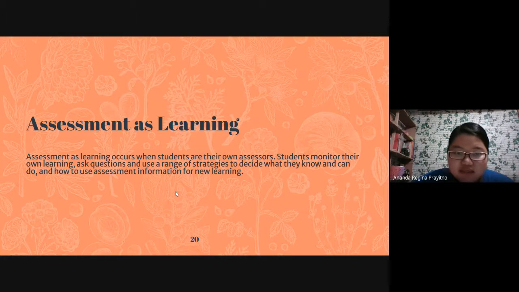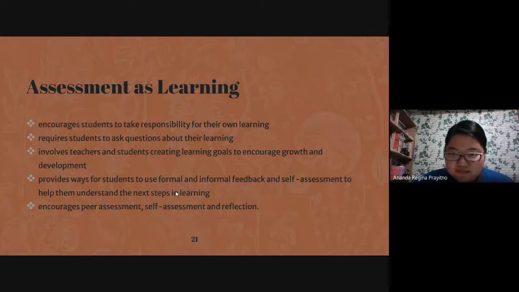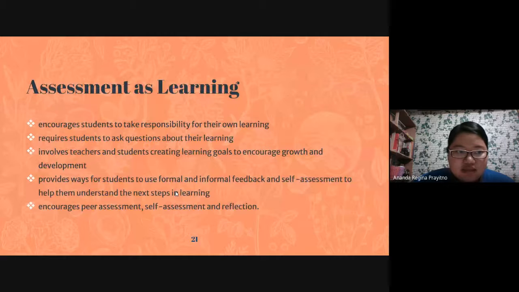In assessment as learning, students can also be involved in formulating assessment procedures, criteria, and assessment rubrics or guidelines so that they know exactly what to do in order to obtain maximum learning outcomes. Next.